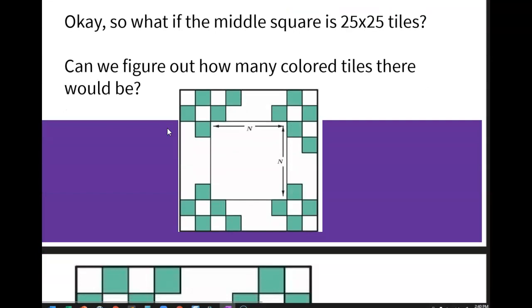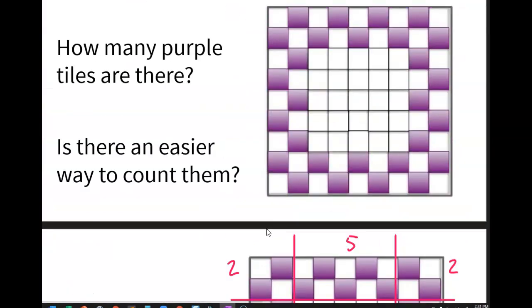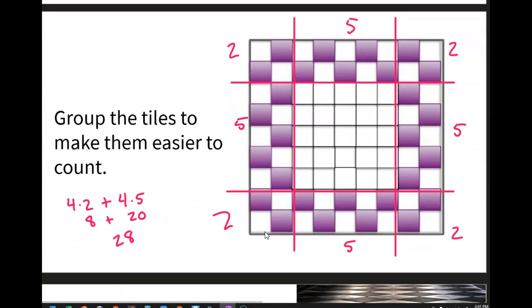Okay, so what if the middle square is 25 by 25 tiles? Can we figure out how many color tiles there would be? Oh, interesting. So we have 25 in the middle, 25 on the top and 25 down the side. Well, we might have to look for a pattern now. We might have to look for a pattern between the 5 square and the 6 square and see if we can extend it to 25. So let's go back and look at the 5 square. Scroll way back here. We had 5 tiles on the white, and 5 color tiles on each side.